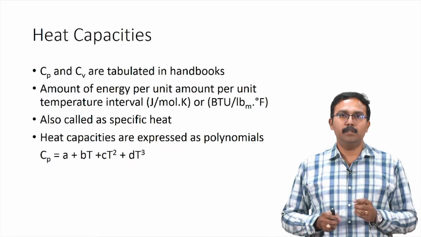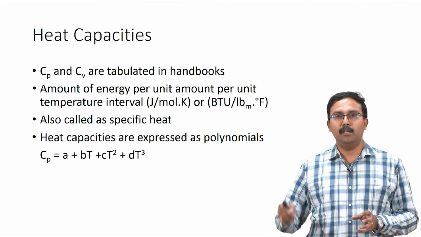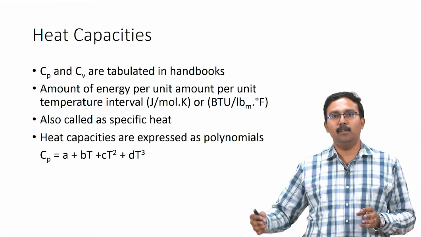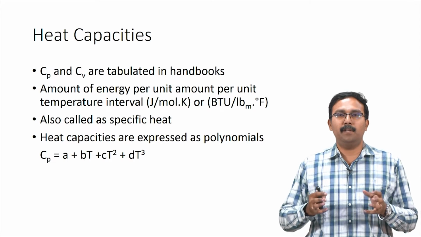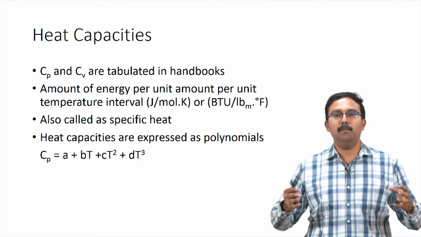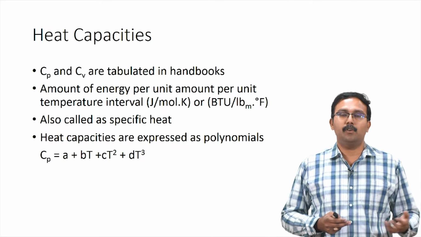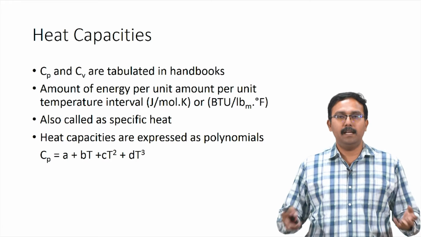So, the simple logic you should use is the value for A would always be larger than the value for B, and the value for B would be larger than the value for C, and the value for C would be larger than the value for D. Only then the impact of temperature would be accounted for correctly. Otherwise, there would be an extremely high effect of temperature on Cp, that the numerical values you arrive at would be completely haphazard.